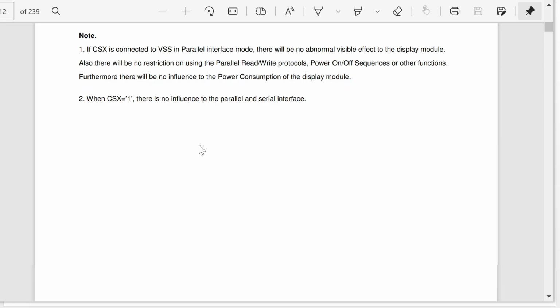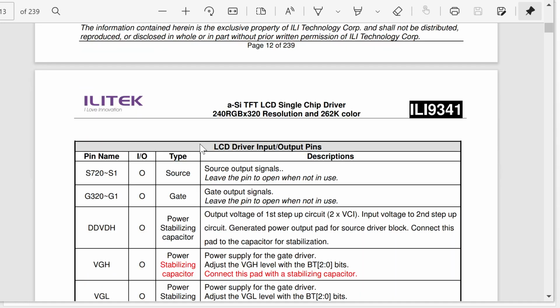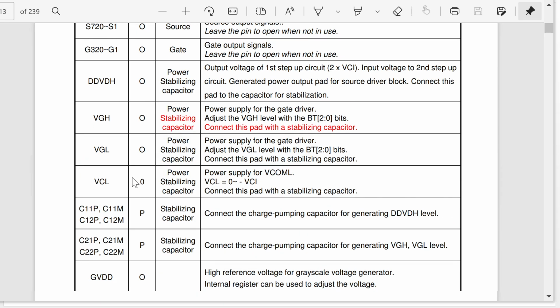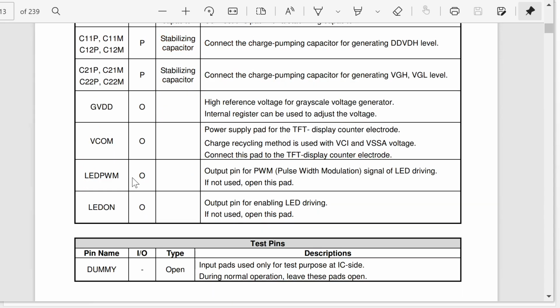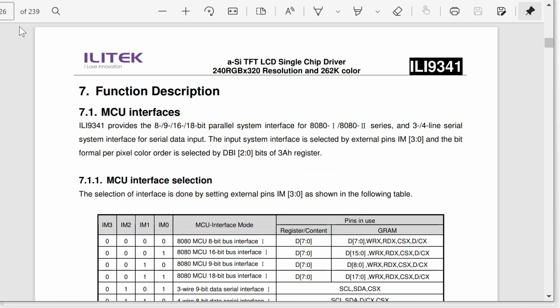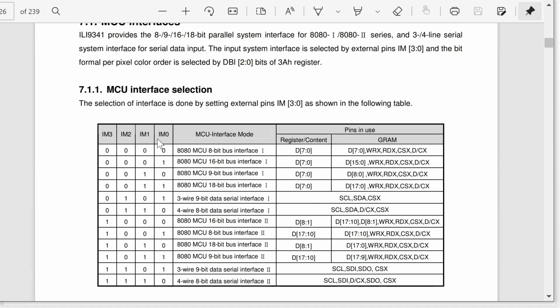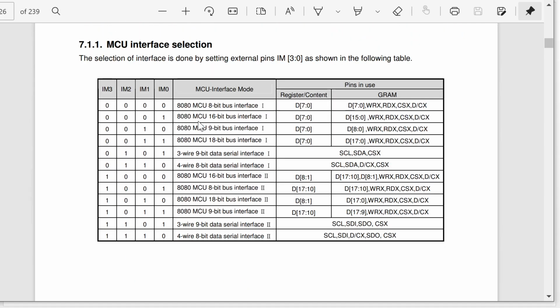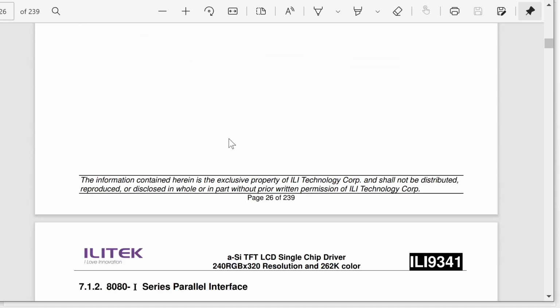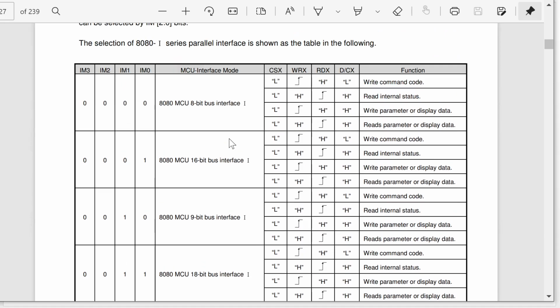Okay, let's continue. This is some other pins here, and some other pins here. Let's continue with the MCU interface. The MCU interface is 26. So this is the MCU interface. For our module, we use this one, the MCU 16-bit bus interface. Okay. So here it describes how we write commands, how we read data. Okay, so take a look here.